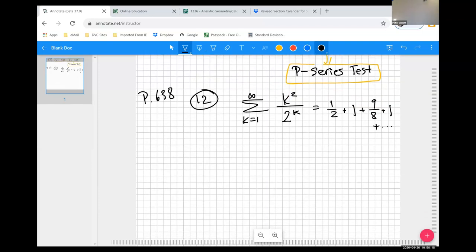So having said all that, what's going on? First of all, if we were using the divergence test, we would want to look at the limit as k goes to infinity of k squared over 2 to the k. And the idea is if this does not go to 0, then this diverges. And if this does go to 0, then the divergence test fails to help us. Well, at least it doesn't help us draw a conclusion. So what would we do to take this limit?